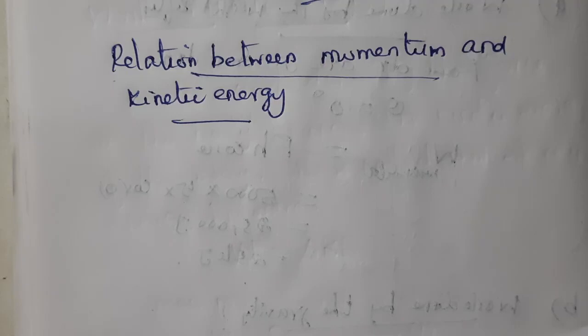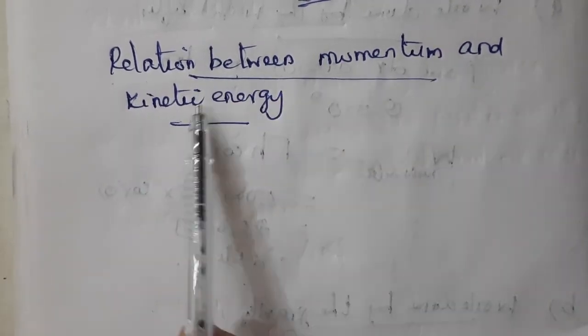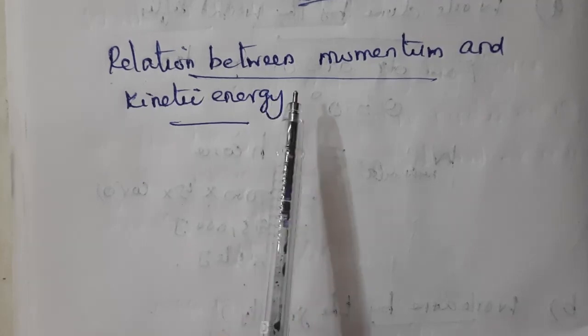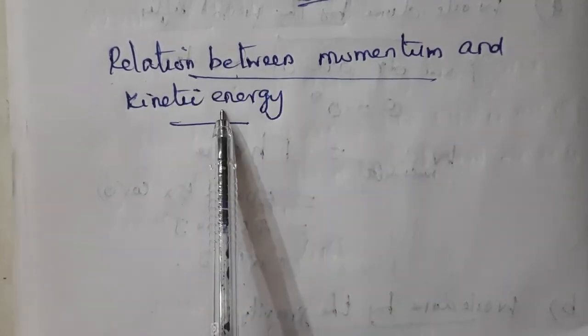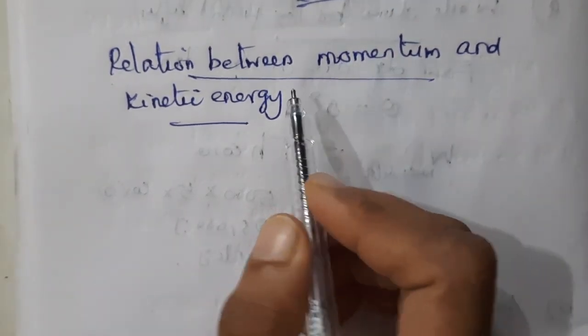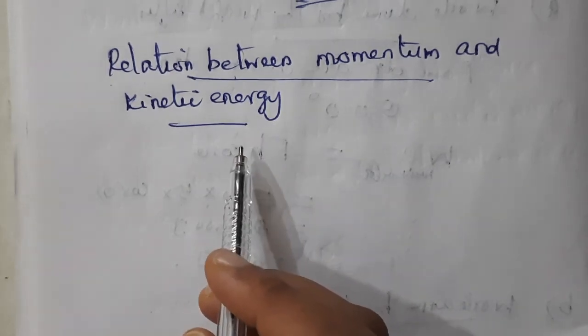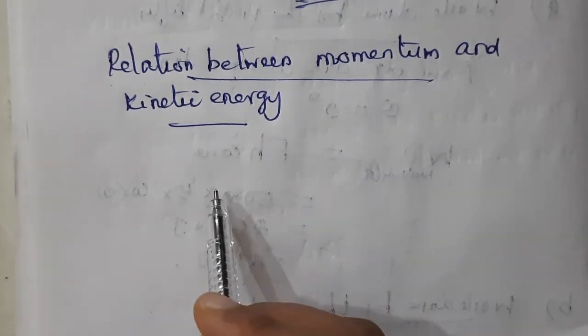Let's see the next topic. That is the relation between momentum and kinetic energy. Momentum, what is that? P. P is equal to m into v, mass into velocity. Kinetic energy is half mv square. So what is the relation between these two?